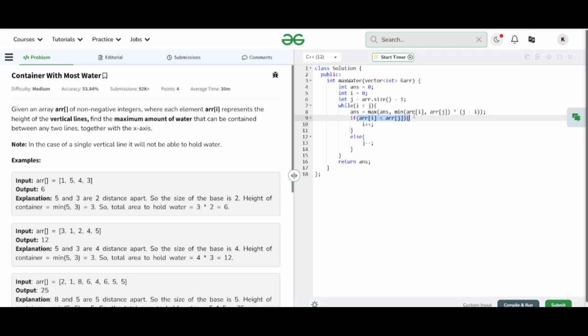So if the height of i is less than the height of j, then you have to try and increase the height of the rectangle. Condition 1, try and increase the height of the rectangle, i plus plus. And if the height of i is greater than the height of j, you have to try and increase the height of the rectangle.